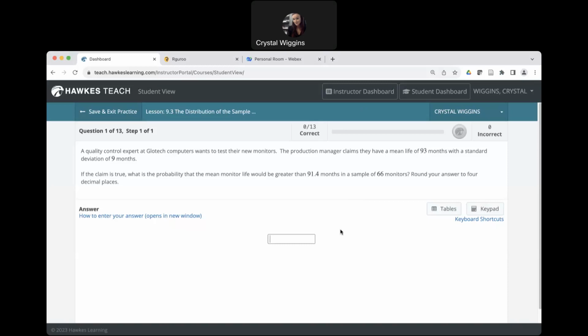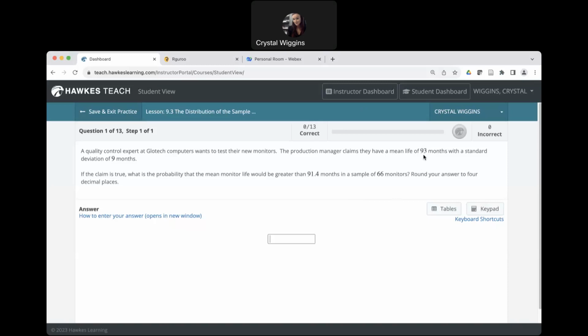Okay, so recall with sampling distributions, you are no longer taking probabilities of individual monitors and finding the probability of a randomly selected single monitor and what may happen to it. You are taking the probability of an average of a sample size, and in this case, it's an average of 66 monitors, and finding the probability of a specific situation. So that's the difference between the continuous probability we learned last chapter and the continuous probability we're learning in this one.